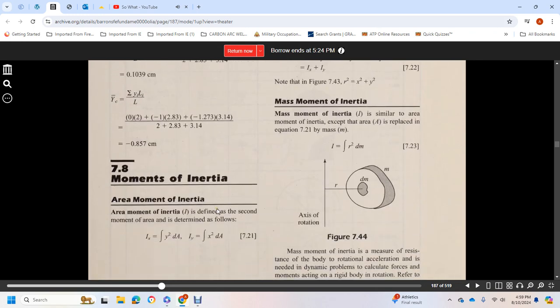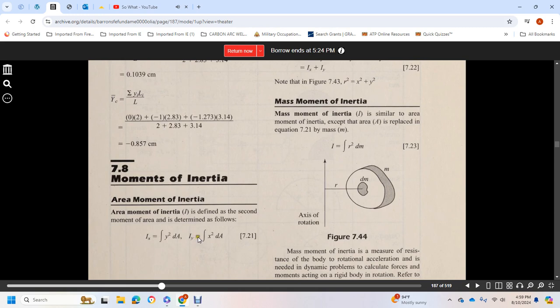7.8 moments of inertia of an area. The moment of inertia, I, is defined as the second moment of the area, as follows: the moment of inertia of an area is equal to the integral of y squared times dA.